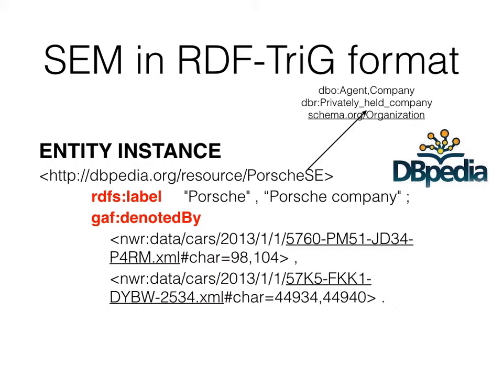Entity instances are represented through their URI, mostly obtained from DBpedia, which gives access to more triples for the entities, for instance the URI for Porsche SE. We do not repeat the DBpedia triples in the representations, since they can be obtained elsewhere. Furthermore, we give the list of GAF denotedBy links to the character offsets in the original sources, where we detected a mention of the entity. We see here references to specific files with the character position in the actual text, marking the beginning and the end of the mention. The labels are given here also as the different expressions that have been used to make reference.